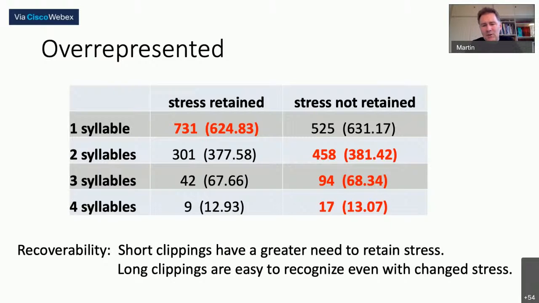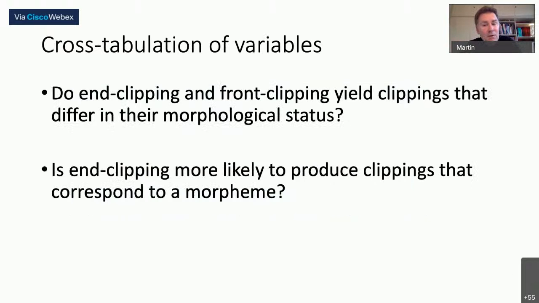Now, this cross-tabulation of 2 variables gives us a first insight into how clippings work in our database, but there are a few more things that I would like to explore here. So let me take another example of 2 variables that interact. The first variable is the type of clipping that we observe, that is the difference between end clipping, front clipping, middle clipping, and so on. And the second variable is the morphological status of the clipping. So that can be a morpheme, it can be a submorphemic unit, it can be a word.